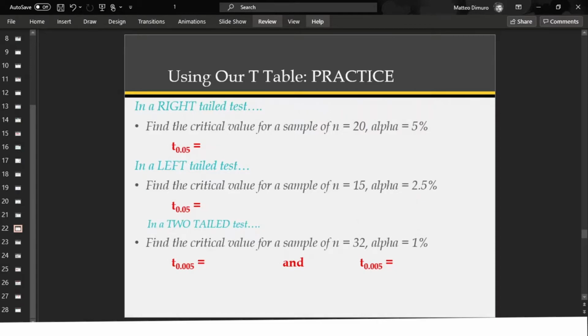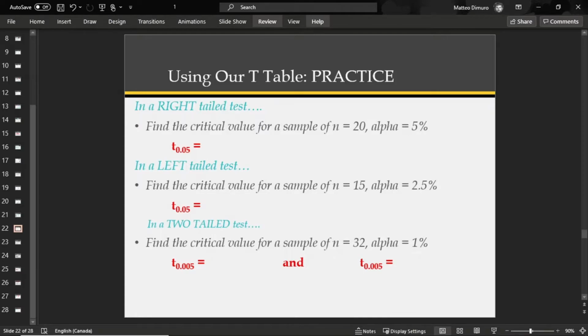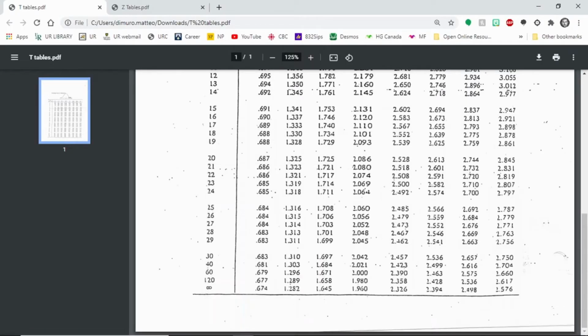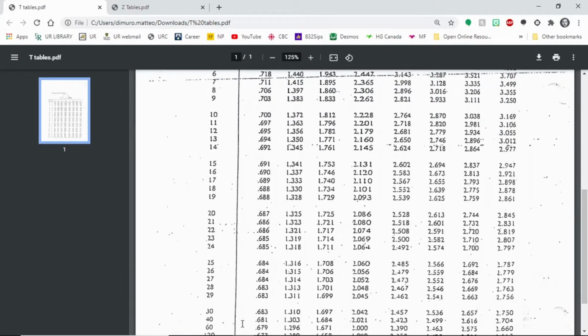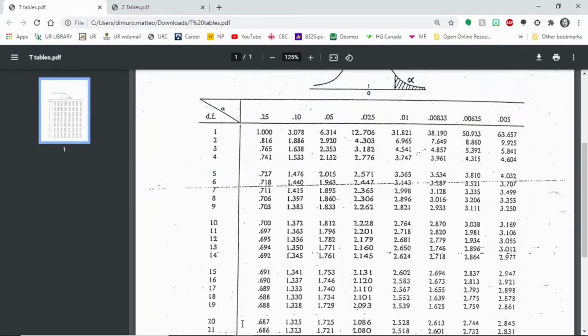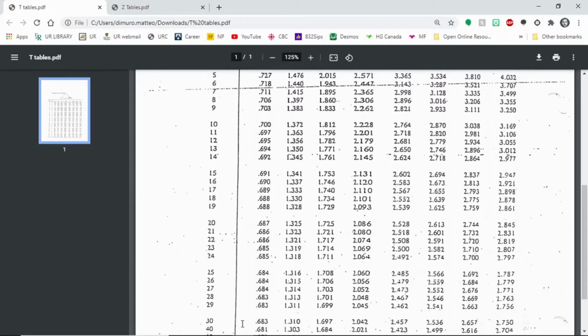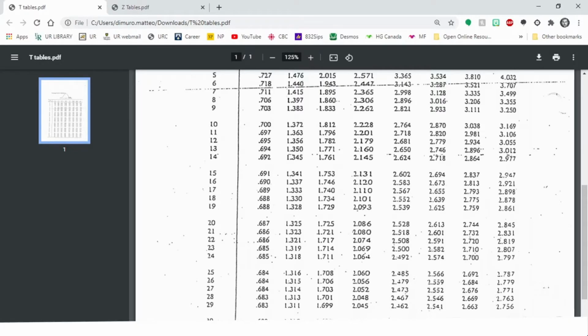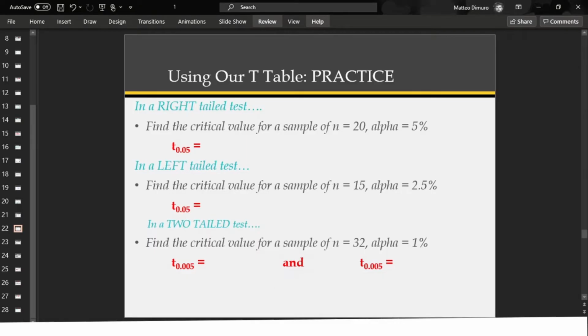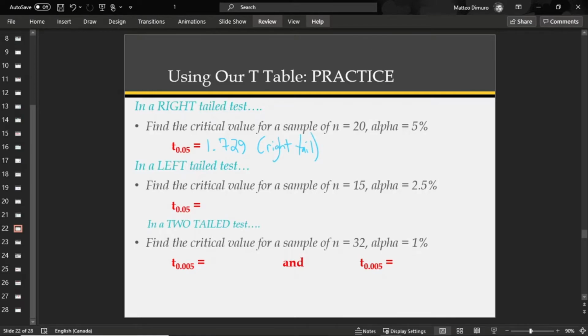If you're doing a right-tailed test, find the critical value for a sample of n equal 20 and an alpha value of 5%. So let's go look it up. n equal 20 is right here, and an alpha value of 5%: so 0.25, so 25%, 10%, 5%, third column. And degrees of freedom, n was 20, so we need to go degrees of freedom n minus 1, so we go to 19, and we get 1.729. So we would get 1.729, and that's because we did a right-tailed test, and our tables give the value to the right. So that's perfect.